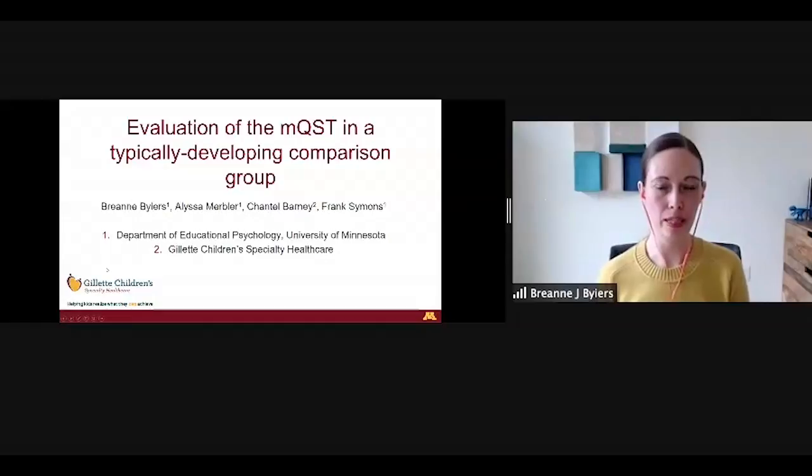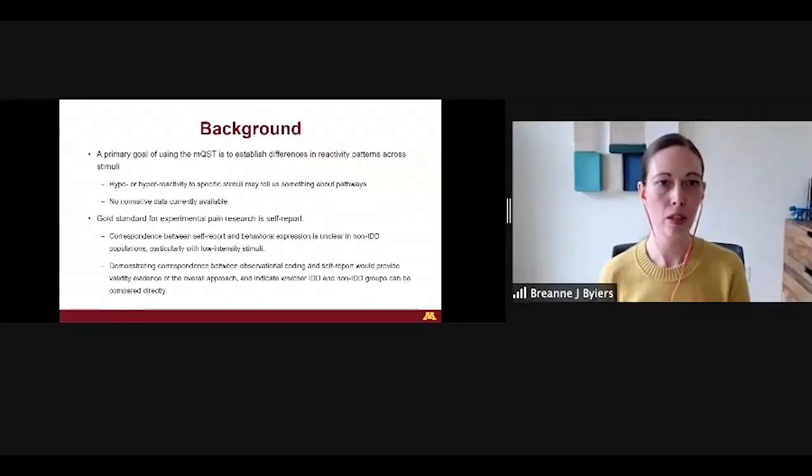All right, I'm going to present some data from a typically developing comparison group and a bit of a pivot from the previous talks. So as you've seen, we think that using the MQST protocol can give us some important information about pain and sensory function in IDD populations. However, we have not yet included any typically developing or non-disability comparison groups in any of our studies, in part because it's unclear how well this type of protocol is going to generalize to non-IDD populations.